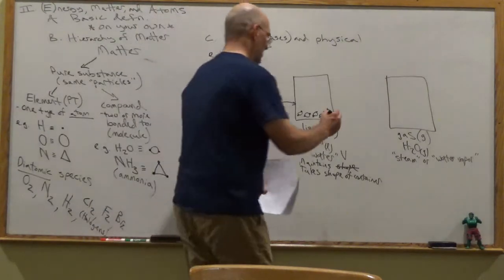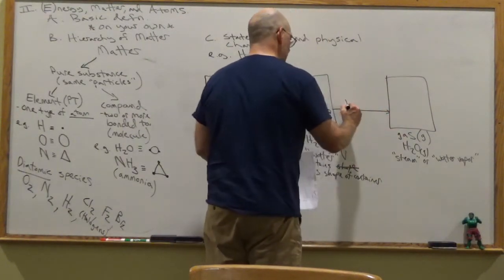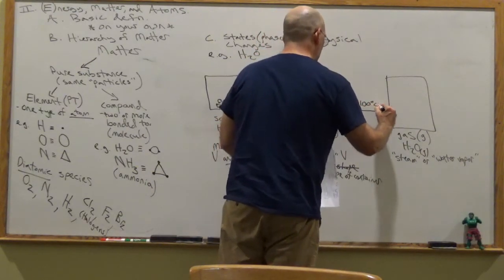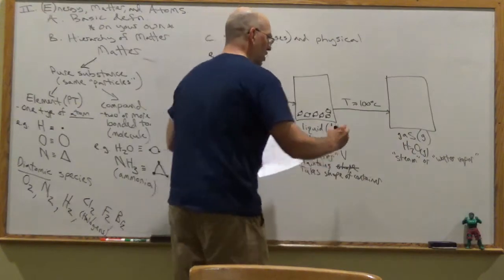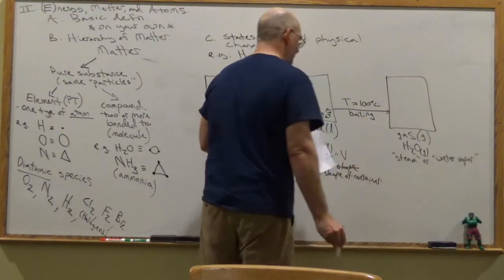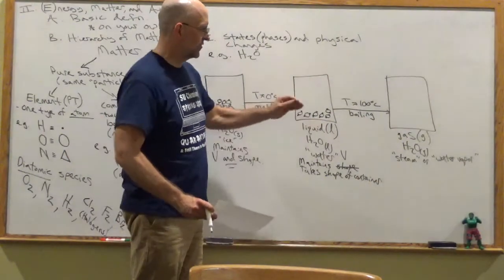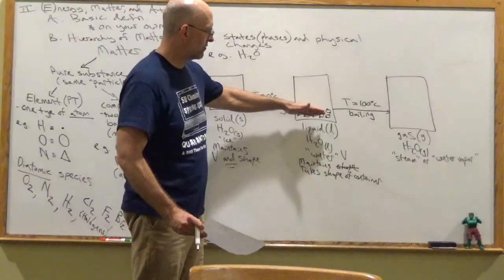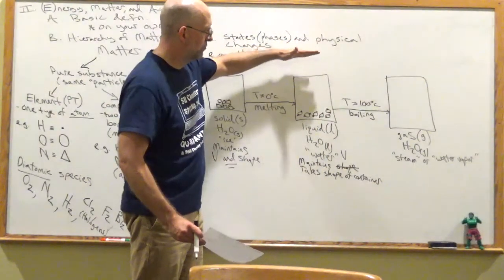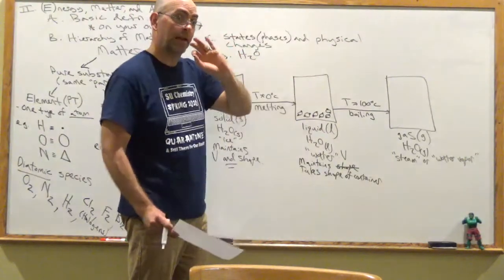Fine. Let's keep going. Heat it up even more. To go to a gas, you know that that's going to occur around 100 degrees Celsius. And we call this boiling. Now, the technical definition of boiling is when the pressure of the gas pushing up equals the atmospheric pressure pushing down. And there's an equilibrium between those two. That's called the boiling point.